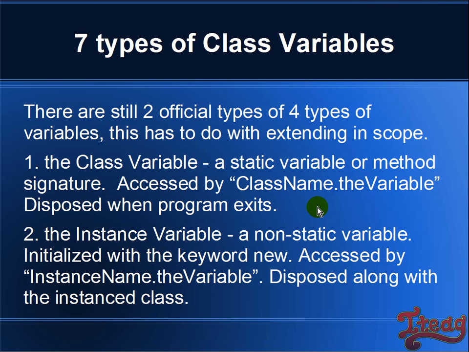Second, the instance variable. This is a non-static variable, okay? For methods, it can be static or non-static, but its signature gets put in with the rest of the static stuff. So this is the static stuff here, and then this is the dynamic stuff here, so a non-static variable. It's initialized with the keyword new, all right? It's accessed by your instance name and dot the variable, disposed along with the instance class. So when the instance gets disposed of, bam, everything else gets freed up.